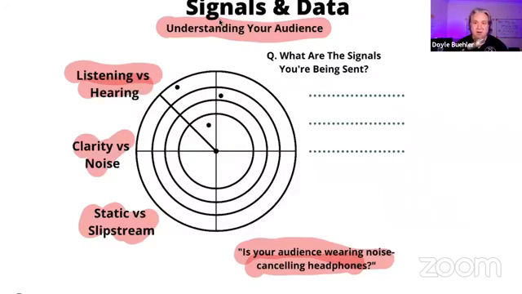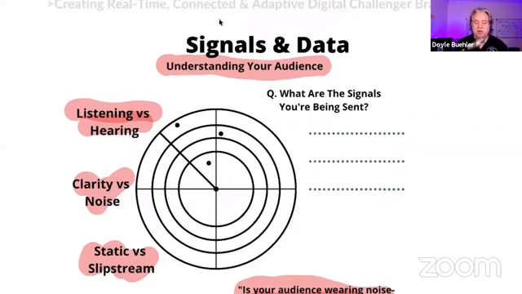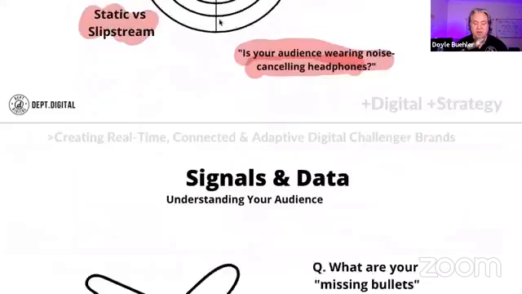So static air is important because it tells us what's going on now, but how do we actually enable that as well? So quick question for you: what are the signals you're being sent? If you get a chance, put those into the comments, and hopefully we'll be able to review those at the end. What are the signals you're being sent from your audience that you can then use to help them in that journey, in that process as well?